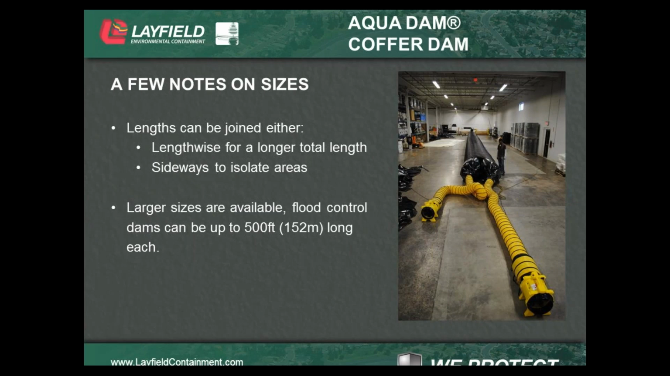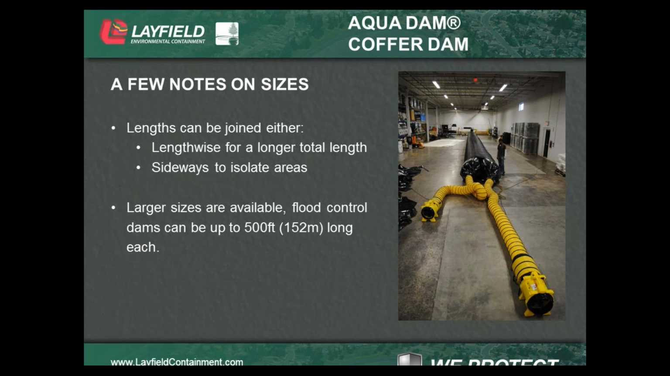Just a few other notes on sizes. Lengths can be joined end to end utilizing a connection collar, so you can end up with almost an infinite length of Aqua Dam connecting them end to end. In addition, you can connect off of the side of an Aqua Dam to isolate a specific shoreline or bridge pier or those types of things.